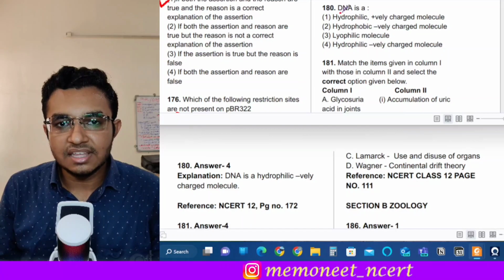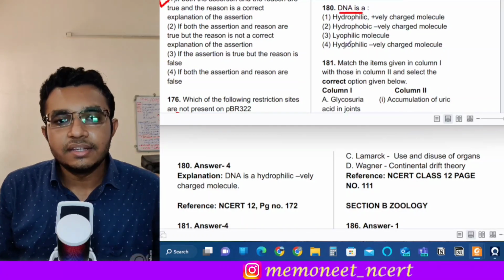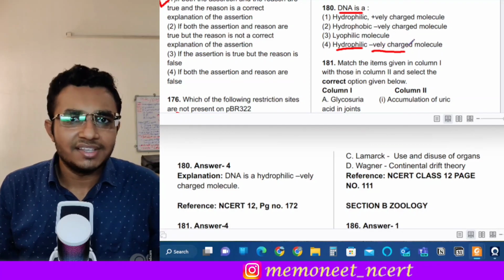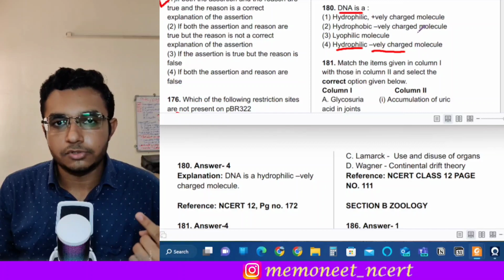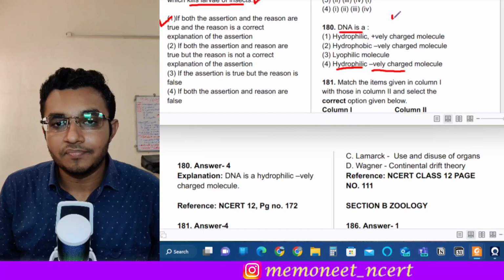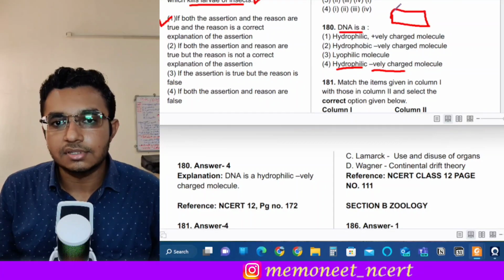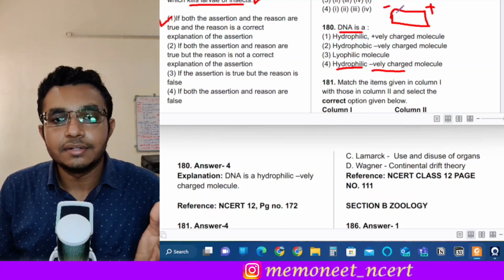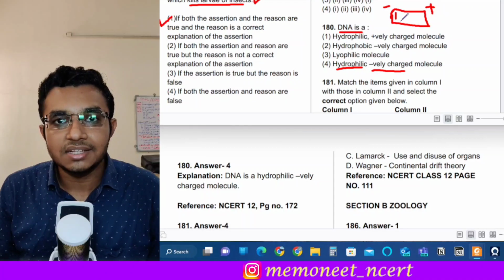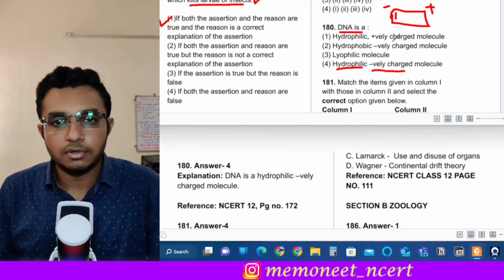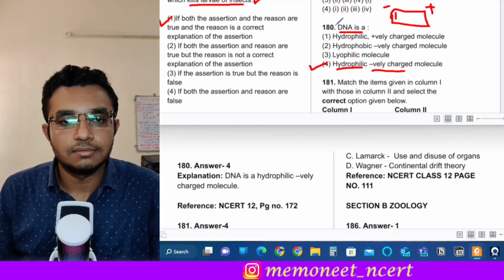It is asking that DNA is a dash. So see, DNA, as we know, it is a hydrophilic molecule and it is also negatively charged. Why is it negatively charged? First of all, it contains phosphate groups which are negatively charged. And when we do the agarose gel electrophoresis, the DNA moves from negative electrode to the positive electrode. Why? Because it is negatively charged and the negative charge repels the like charge and it will attract it towards the positive charge. So it moves from negative to positive charge. Therefore, the answer here is option 4.